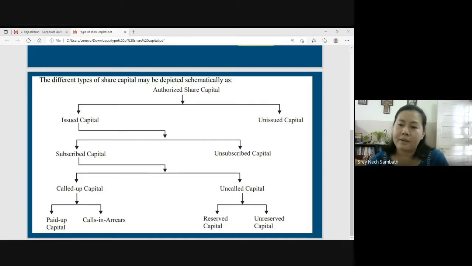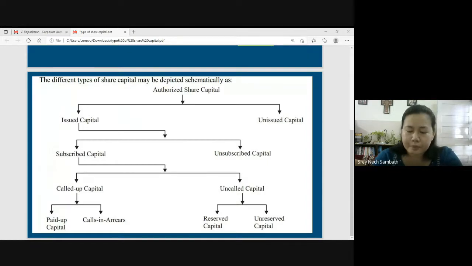Okay, the remaining amount will become unsubscribed capital, which you will see and understand better when we scroll down a little bit now, and we will see it in the example. Okay, and called up capital. So now, called up capital is applicable to the subscribed capital, right? Those capital of share that have been subscribed by the public, it can come as the call up, right?